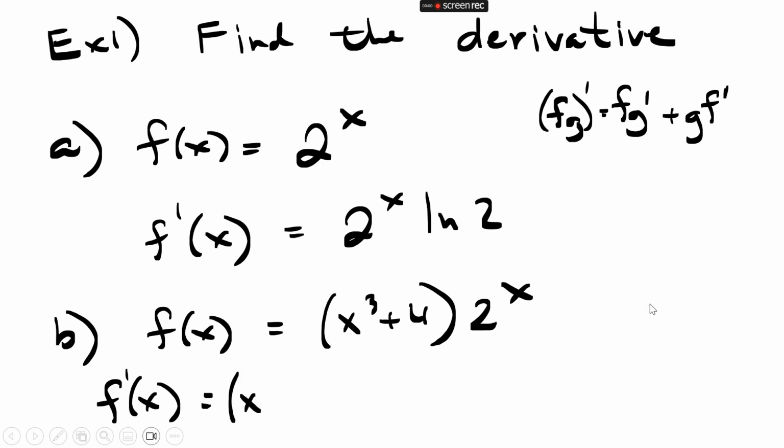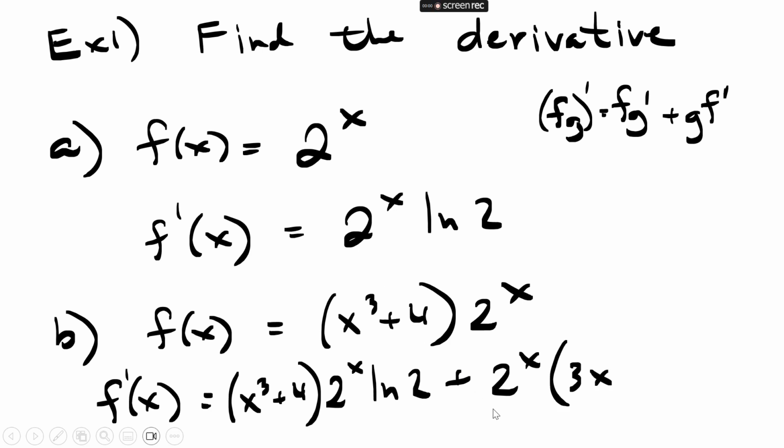So let's go for it. I'm going to write down the first function exactly as is. I'm going to take the derivative of my second function, which is 2 to the x, which we just did above here. 2 to the x, ln 2. Plus sign comes down. That's going to be the second function, and then we get to take the derivative of our first function. So derivative of x to the third plus 4 makes 3x squared.